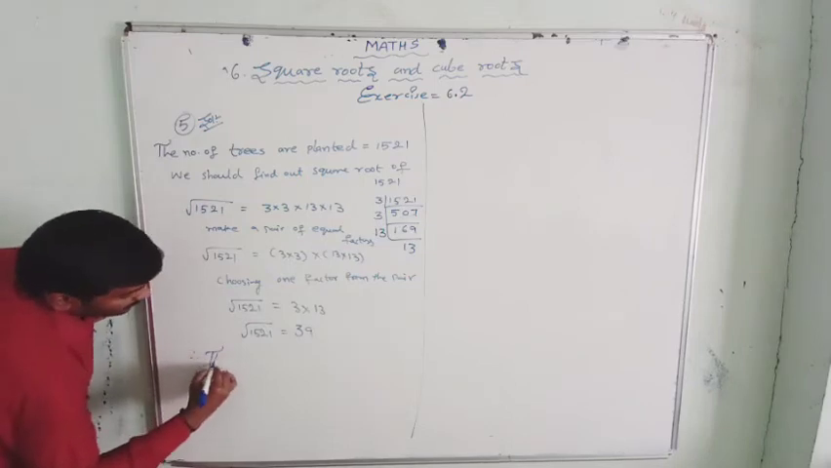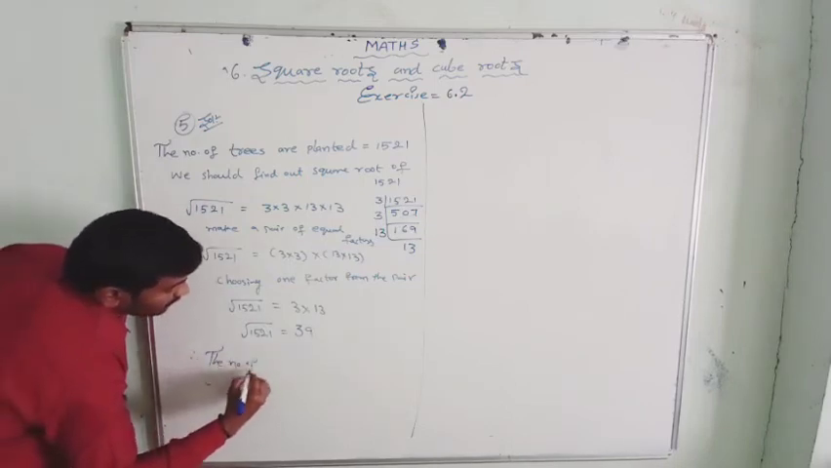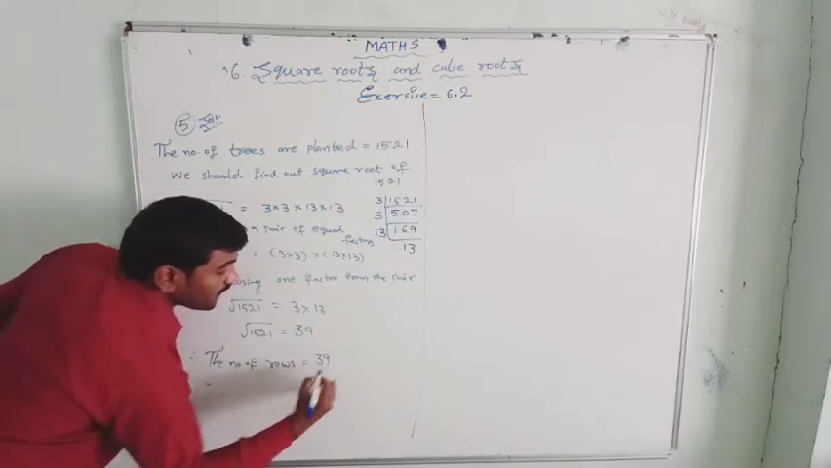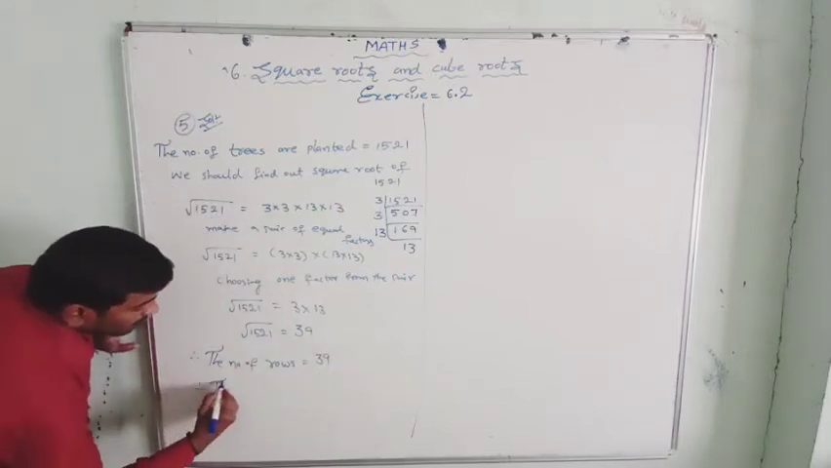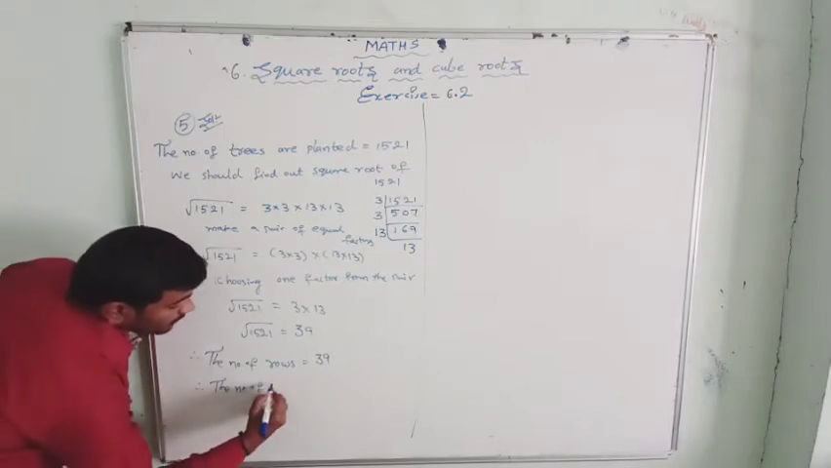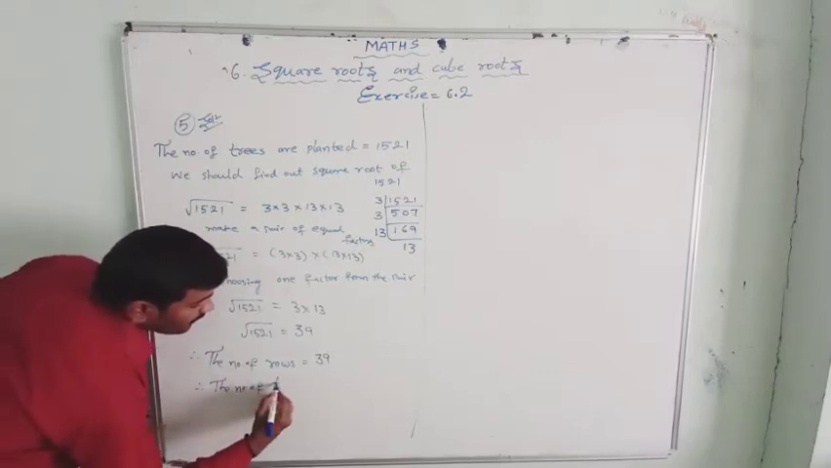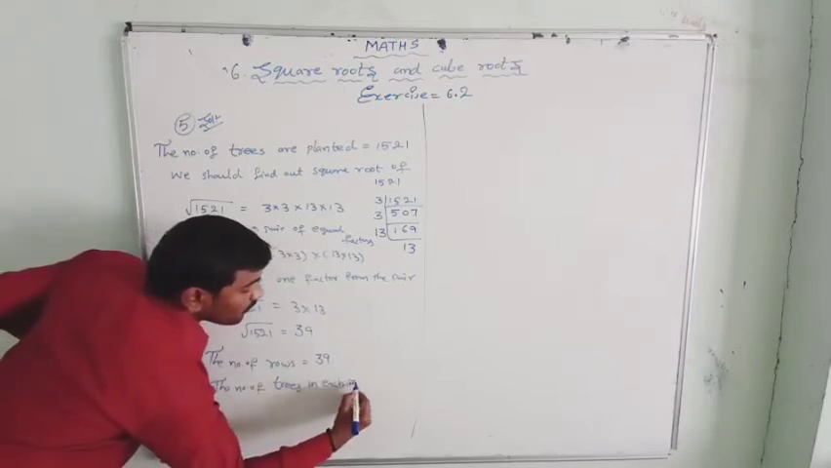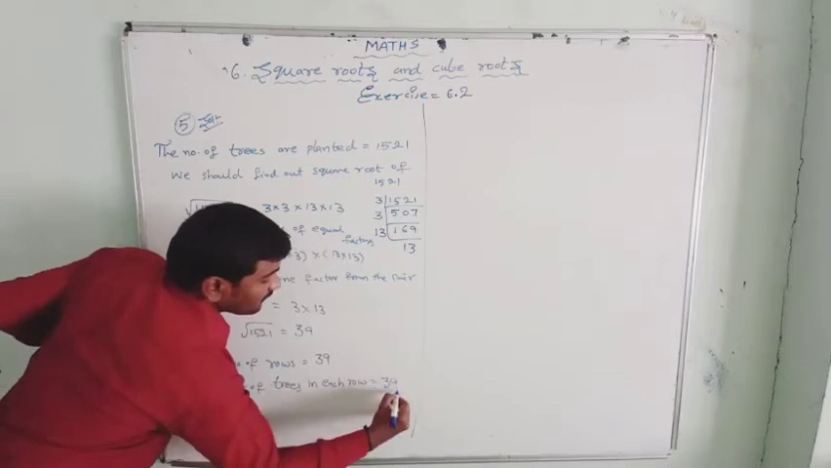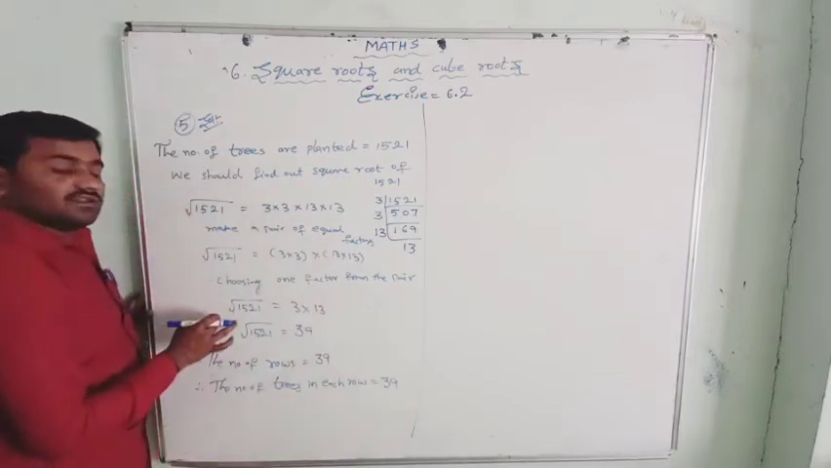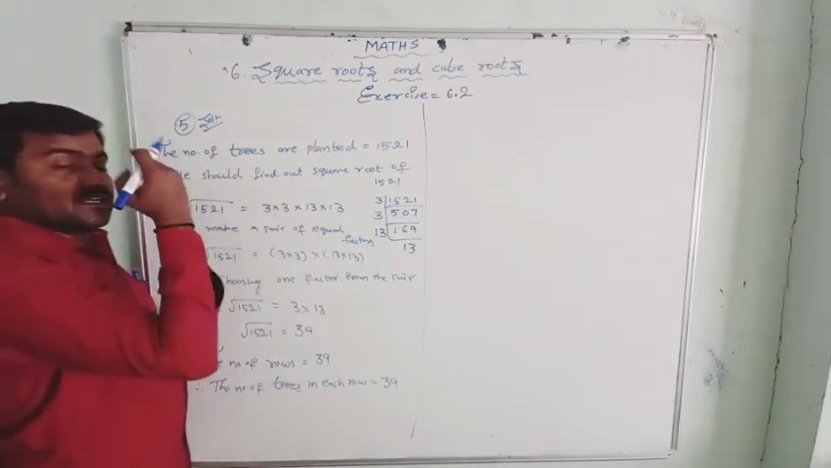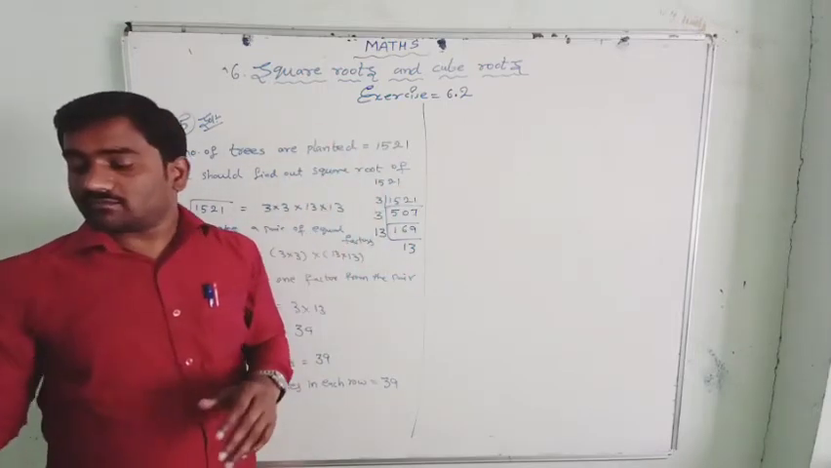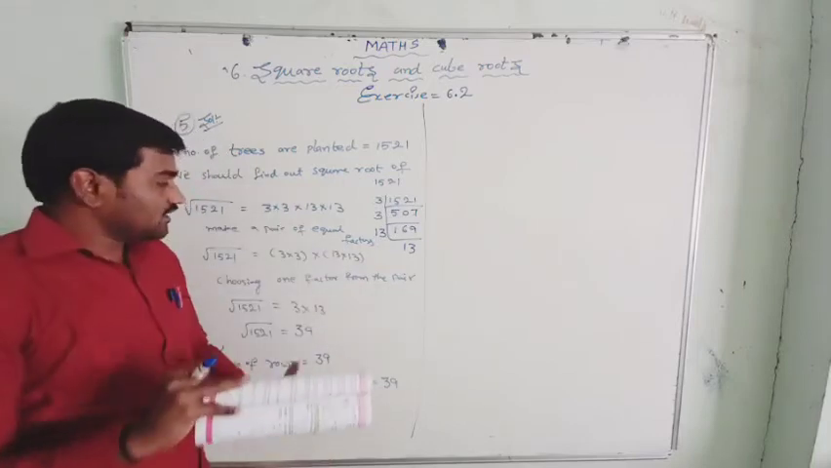Therefore, the number of rows is equal to 39 and therefore the number of trees in each row is equal to 39. 39 into 39, you will get 1521. That means there are 39 rows, and in each row there are 39 trees. So this is the answer. In this way you can do it.